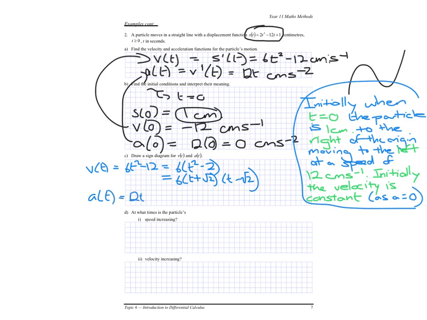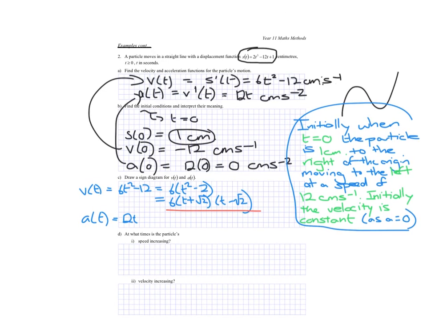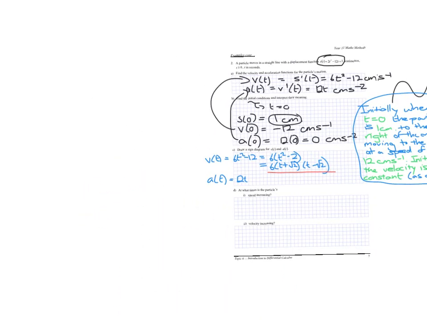So now if we do our sign diagrams of that, we know therefore that V of t is going to equal 0 when t equals root 2 or t equals negative root 2. Now of course t can't equal negative root 2. Same with A of t, 12t is going to equal 0 when t equals 0. So that's our only critical value there. So if we draw sign diagrams, they will look something like this.